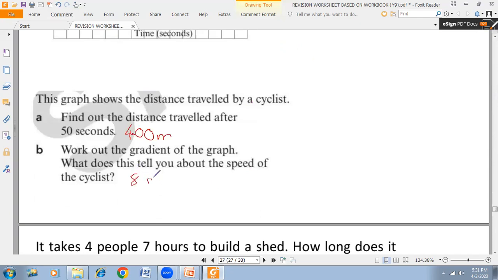8 meters per second. There's another part to the question here. After finding the gradient, what does this tell you about the speed of the cyclist? So you can write it in any sentence or words. The cyclist traveled 8 meters in 1 second, for every 1 second. Okay, moving on.